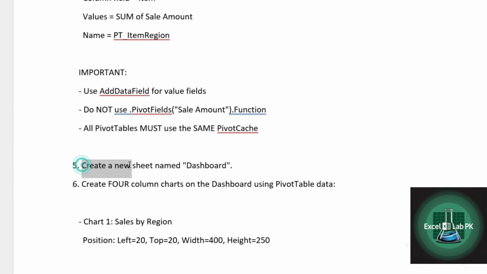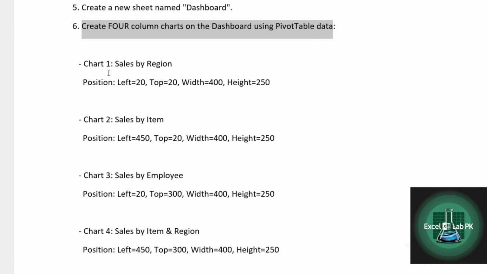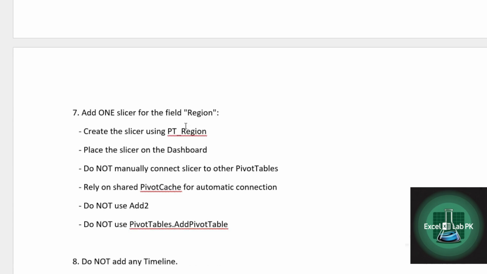Then I told it to create a sheet named dashboard and insert 4 column charts on it based on the pivot tables. I also specified their names and headings all the way to their positions. Then, for the second chart, third chart, and fourth chart, I specified their locations and positions as well. Then, each chart must be a clustered column chart, and they should also have titles and show data labels on them as well.